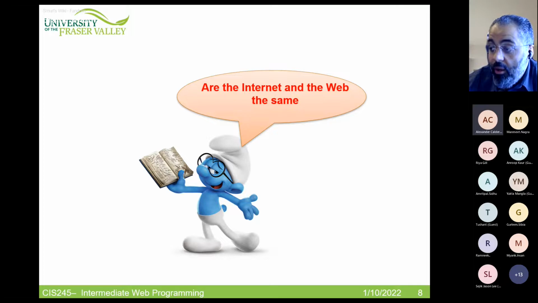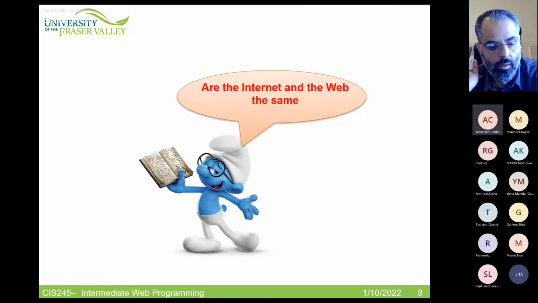Hello, can you hear me? Yes, we can hear you. Okay, so it's Saransh. Saransh, perfect. Thank you for correcting me. Okay, so the internet is a network of connected devices, whereas the web or the www is the pages that we see on our devices.